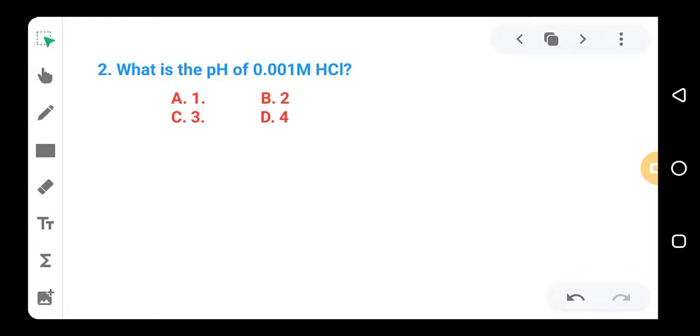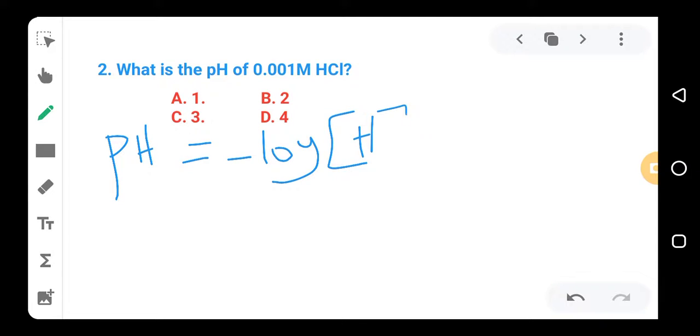Question number 2. What is the pH of 0.001 molar solution of HCl? To solve this question, we know that pH is equal to negative logarithm of hydrogen ion concentration. Now, if we want to solve this, we have to determine how many hydrogen ions can be produced from HCl.